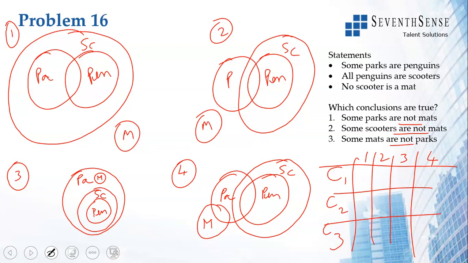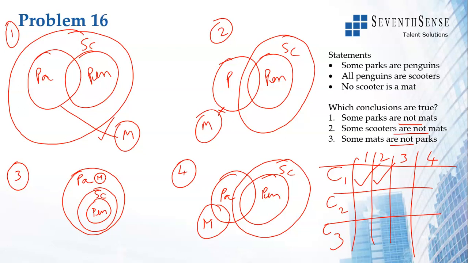Okay, let us look at this. Some parks are not mats. First conclusion, let us see here. Some parks are not mats. True. Here, true. Conclusion 1 in diagram 3: some parks are not mats.